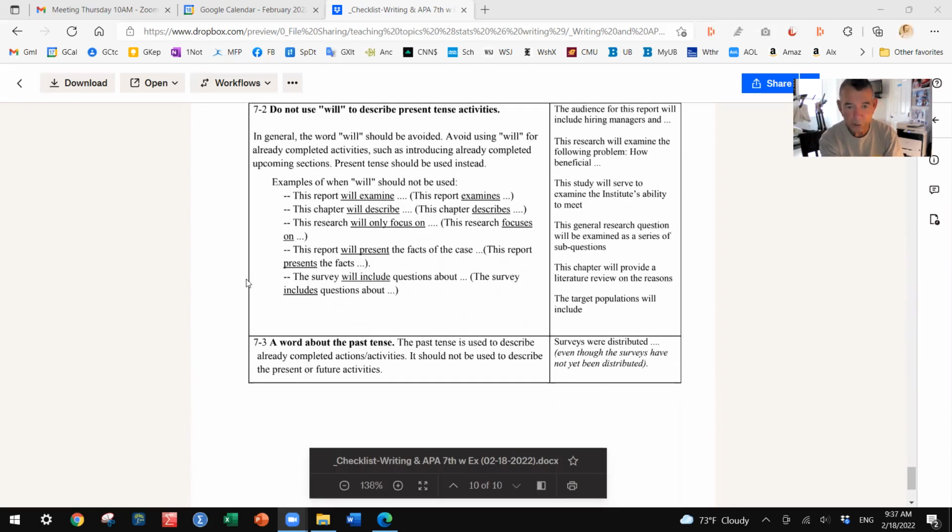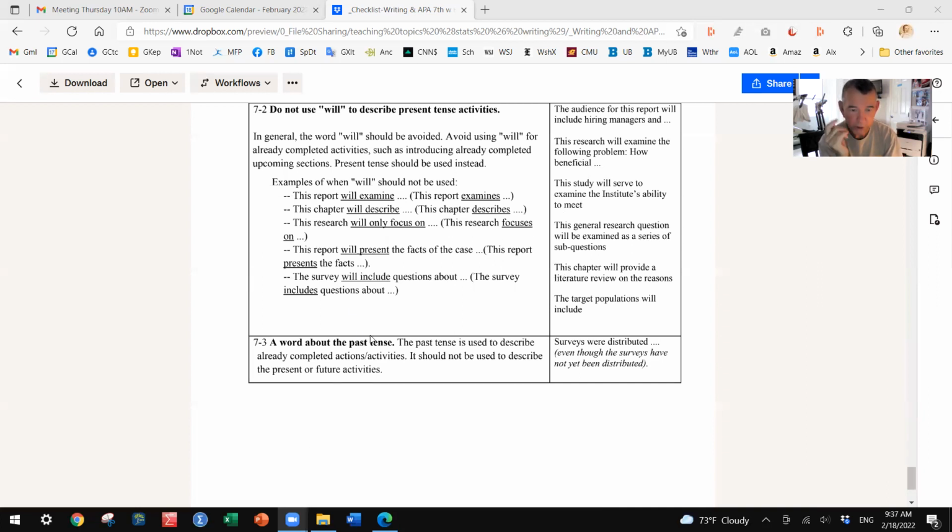Do not use the word will to describe present tense activities. In general, the word will should be avoided if you can avoid it. You can see examples of when the word will should not be used. This report will examine: the report examines. This chapter will describe: the chapter's already written, so the chapter describes. This research will only focus on: this research focuses on. This report will present the facts: this report presents the facts. The survey will include questions, but it's at the end, so the survey includes questions. No will words. Get rid of those.